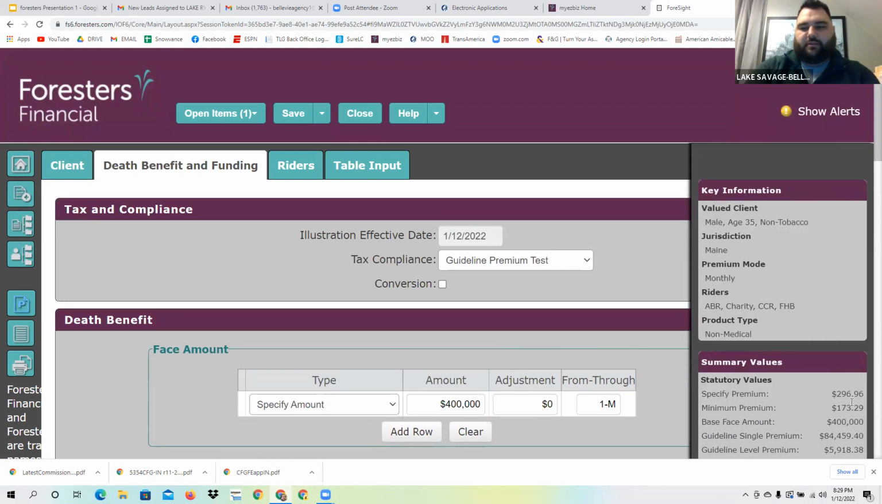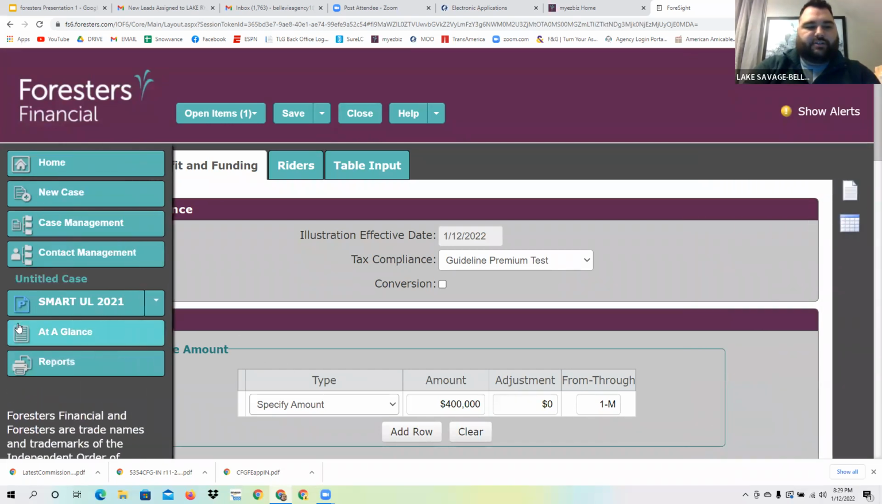Specified premium. So if he wanted a $400,000 universal life policy, he'd have to pay $296.96 a month for that. If he paid the minimum, it'd be $173 and change per month. Now check out this quick illustration.